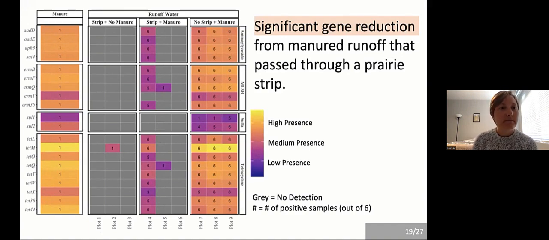Next one is, do you have results for the infiltrated water in the flume? Is there a groundwater or tile flow? Is groundwater or tile flow a relevant pathway for AMR? Yeah, so if I can get back to the flume.